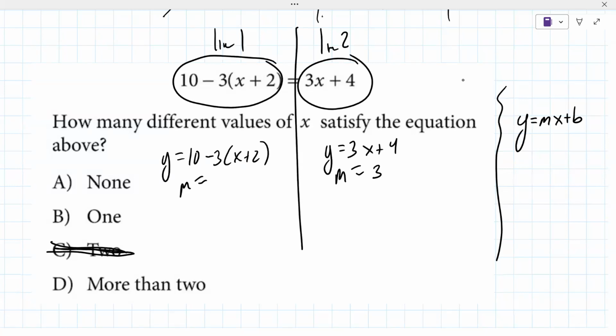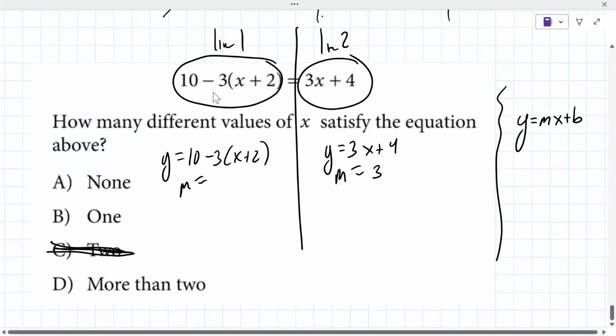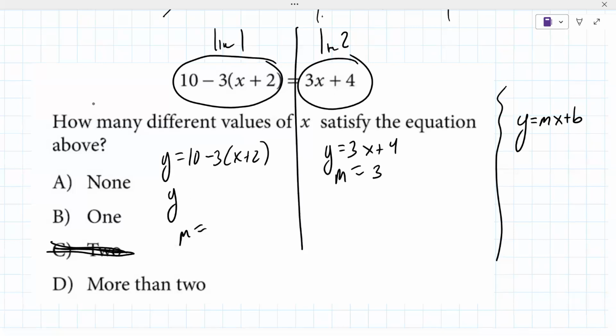So the slope on the one on the right is 3. You have to manipulate this one here to figure out the slope. You should distribute the -3 in, combine like terms to come up with the equation. So I'd like you to do that. Give me the equation for y here. Equation for y? Yes. It's already there, the 10 minus 3 x plus 2.